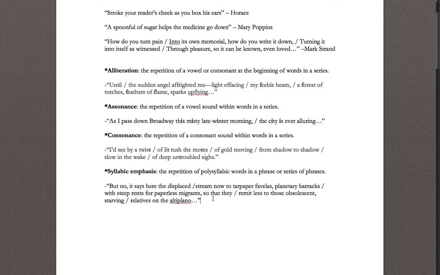And not only is that affecting me as I read it, but it's affecting me as I listen to it because of how much the language is emphasized with the syllables. So we're going to pay attention to where we can use language like this to call attention.